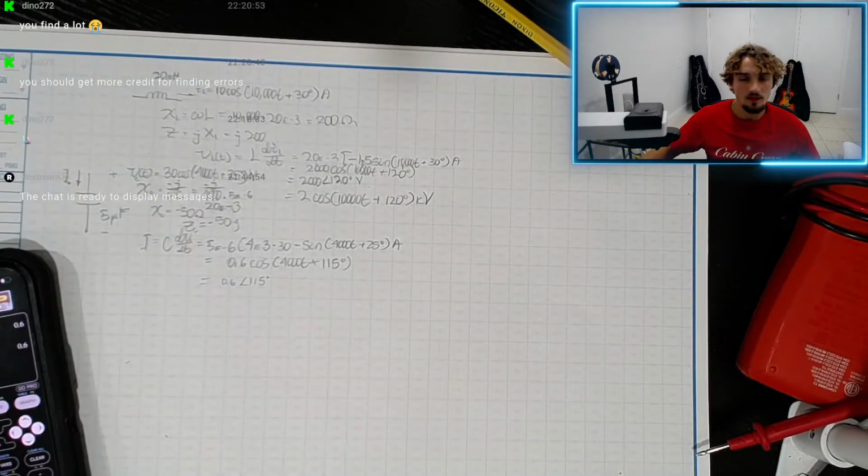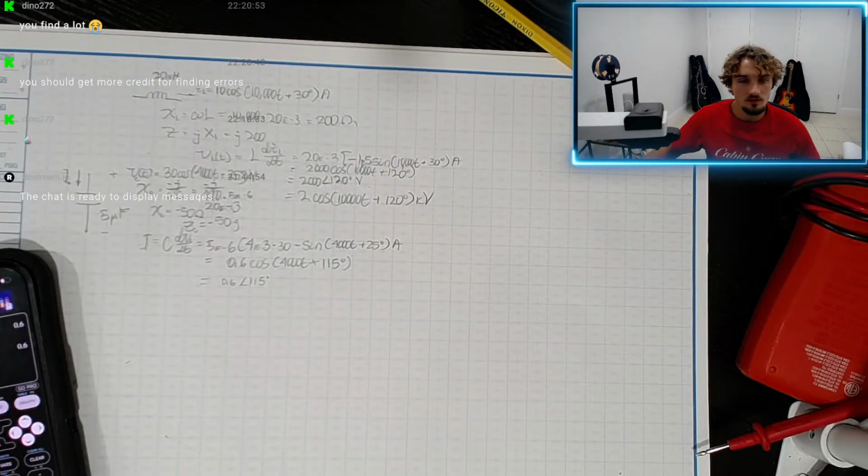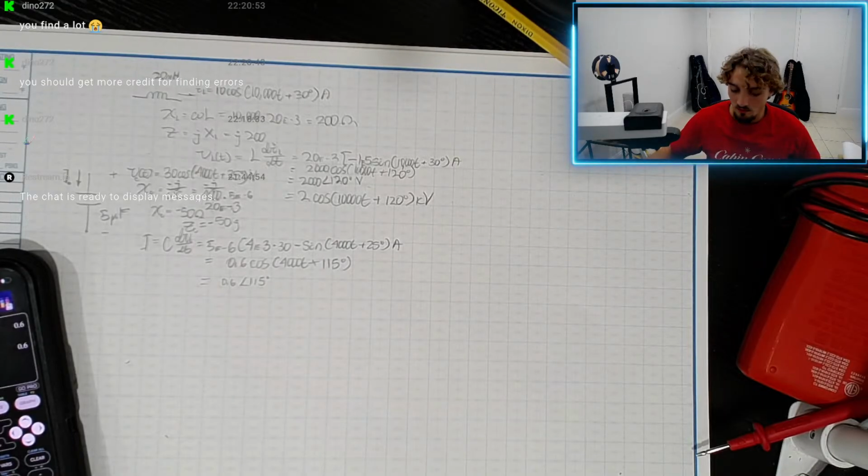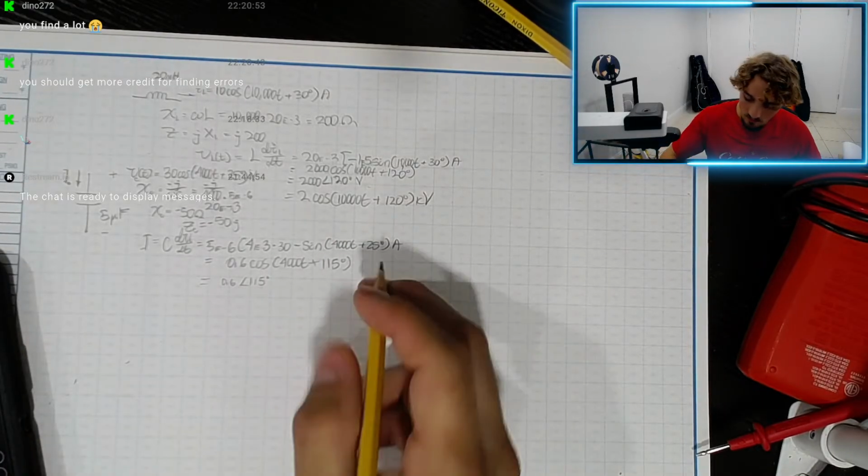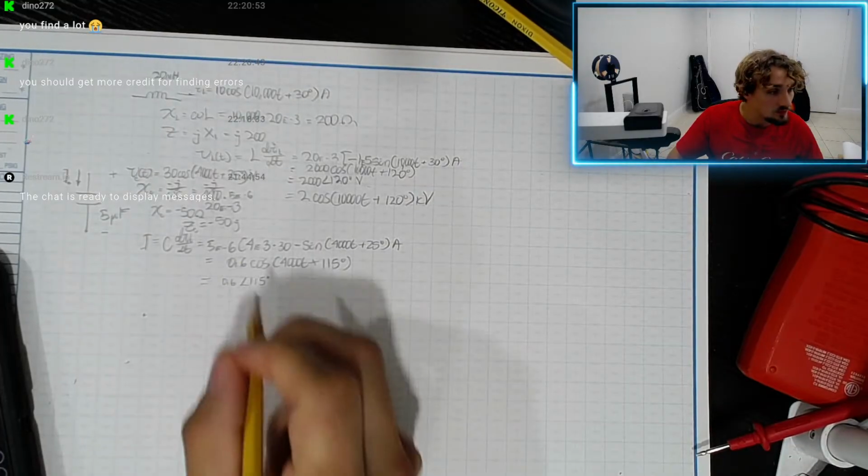Alright, and then we have the last part of the question. Find the impedance ZAB in the circuit and express ZAB in both polar and rectangular form. Okay, interesting. Much more interesting.